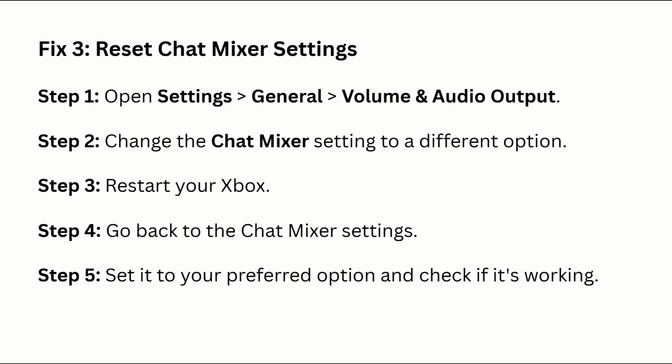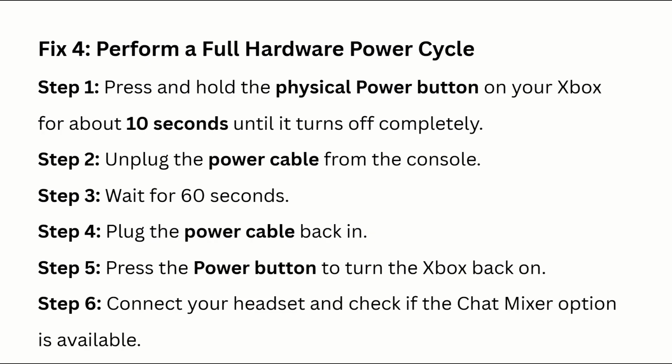Fix 3. Reset chat mixer settings. Open settings, then go to general, then go to volume and audio output. Now change the chat mixer setting to a different option and restart your Xbox. Then go back to the chat mixer settings and set it to your preferred option and check if it's working now.